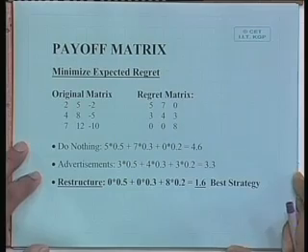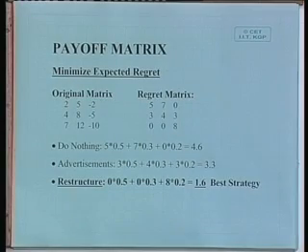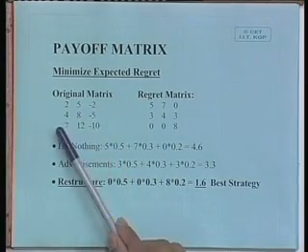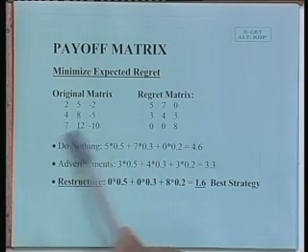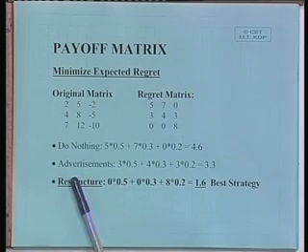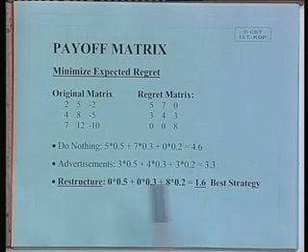Then let us see the next one, minimize expected regret. Our original matrix was 2, 5, minus 2; 4, 8, minus 5; 7, 12, minus 10, right. So, this was our original matrix. Now, what is the regret in each of the states of nature for a particular strategy if you do not take the best possible recourse?